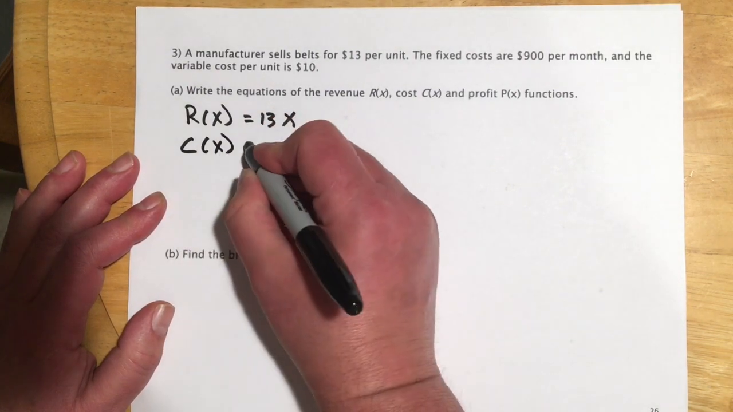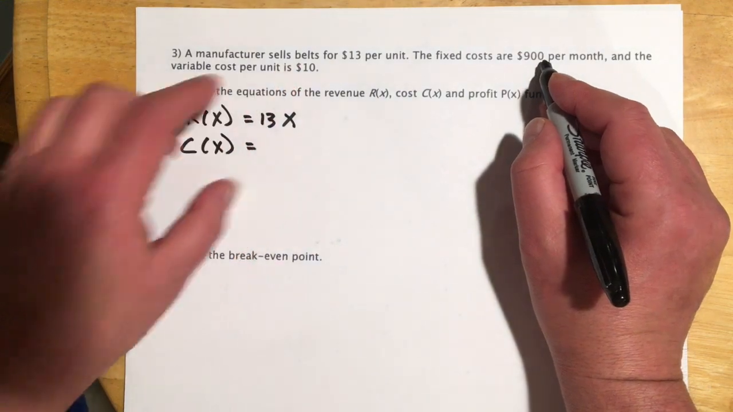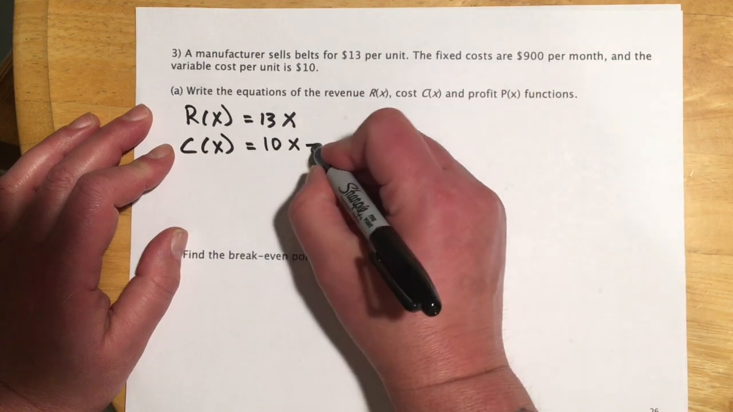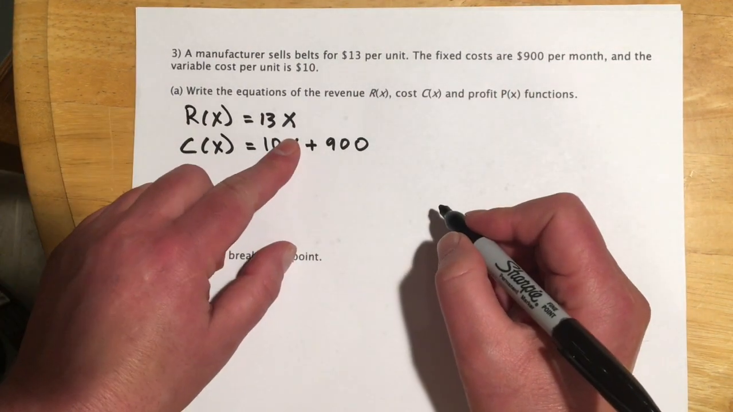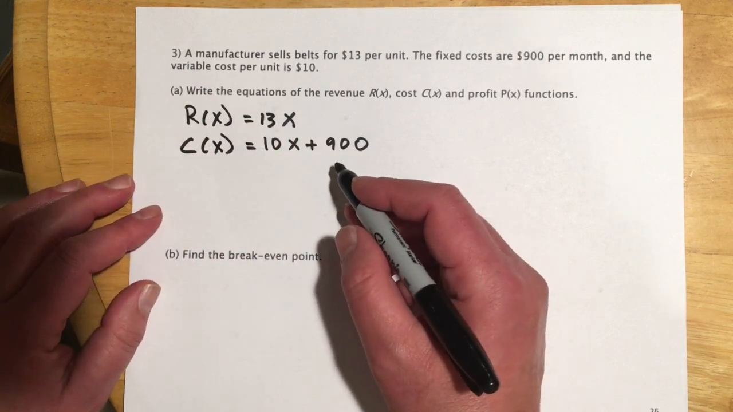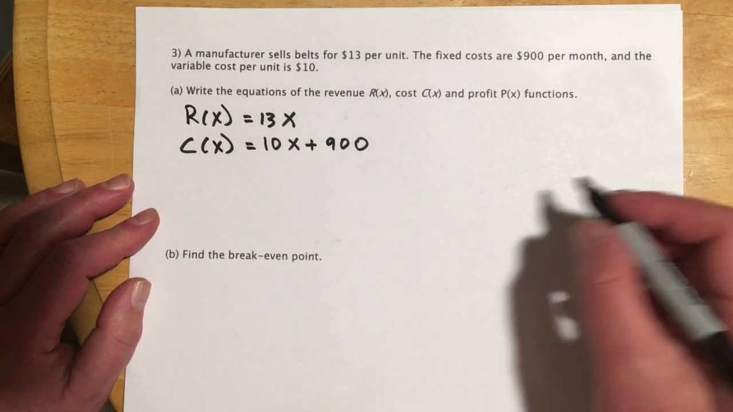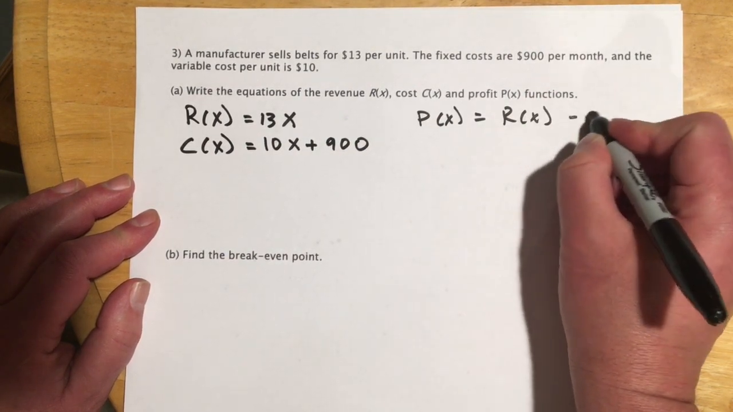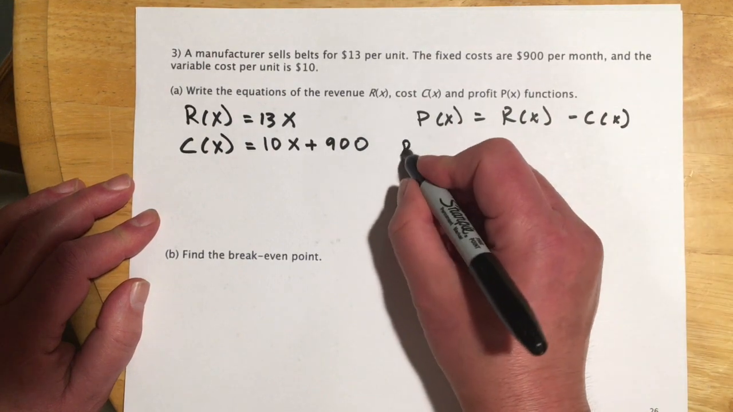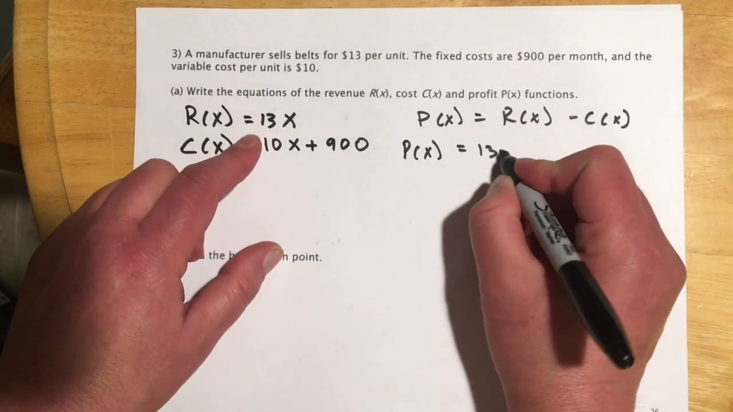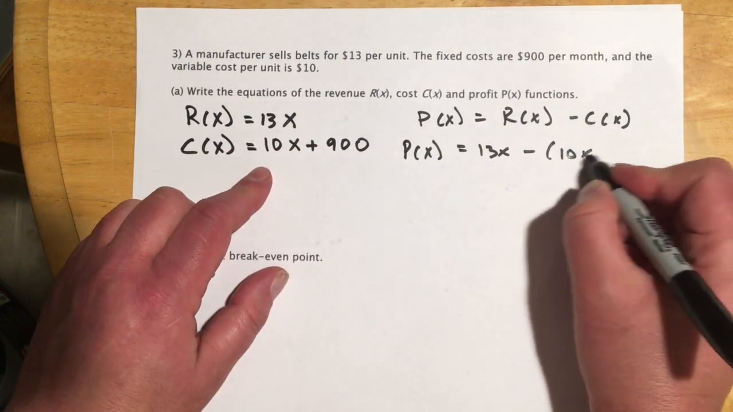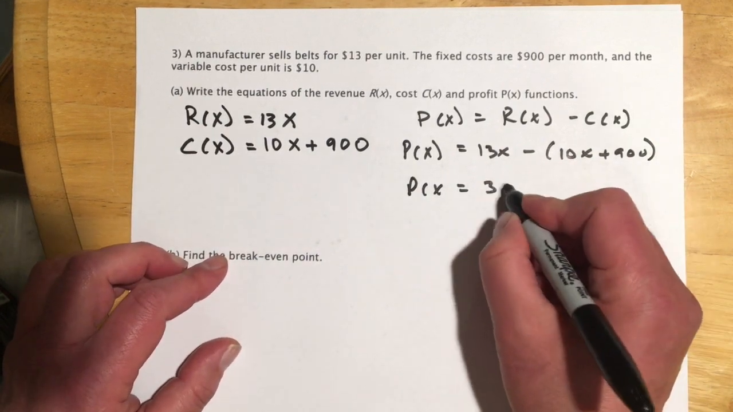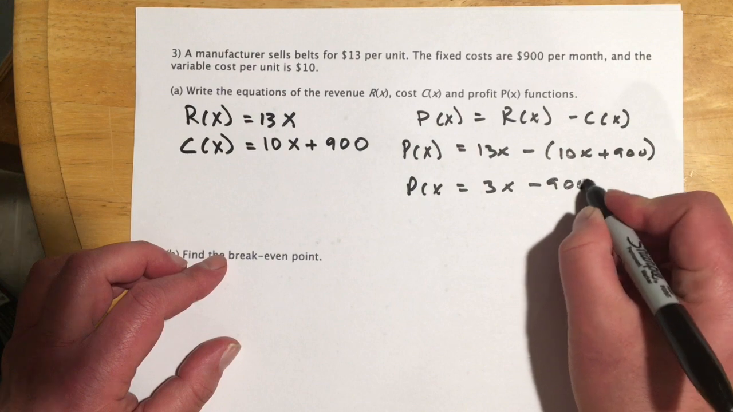C of x, that's going to be the fixed costs and the variable costs. So variable cost is the per unit, so it'll be $10 for every unit, and then the fixed cost, remember, that's what we have to pay regardless of whether we sell any or not, so it's stuff like rent. And then for the profit equation, we can just do P of x equals R of x minus C of x. So P of x will equal 13x minus this stuff. And so that's going to be 13 minus 10 will be 3x, and then minus 900.